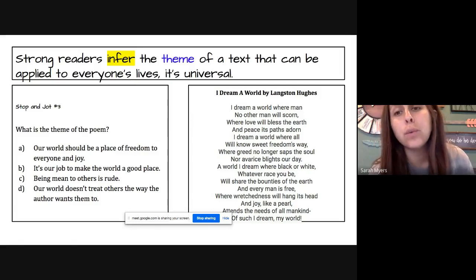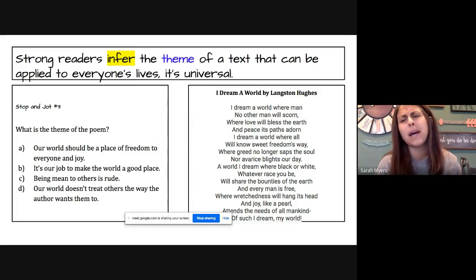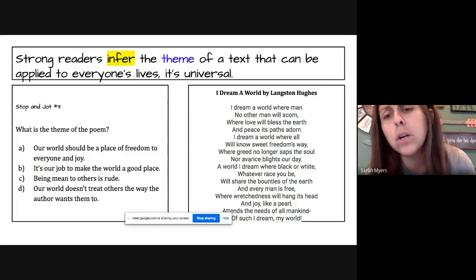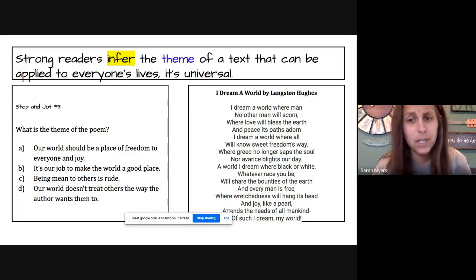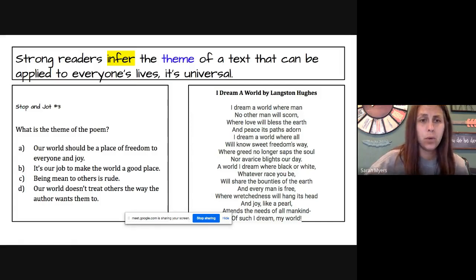I dream a world where man, no other man will scorn, where love will bless the earth and peace its path adorn. I dream a world where all will know sweet freedom's way, where greed no longer saps the soul nor avarice blights our day. A world I dream where black or white, whatever race you be, will share the bounties of the earth and every man is free. Where wretchedness will hang its head and joy like a pearl attends the needs of all mankind. Of such I dream my world.